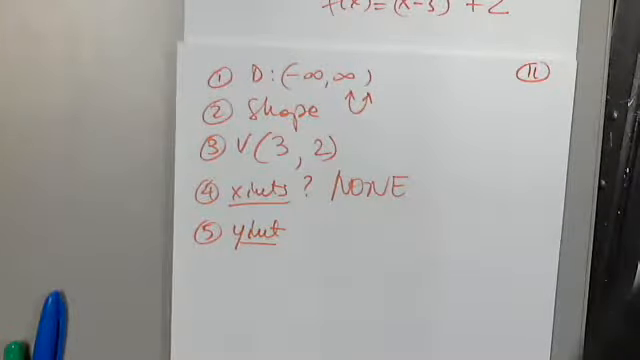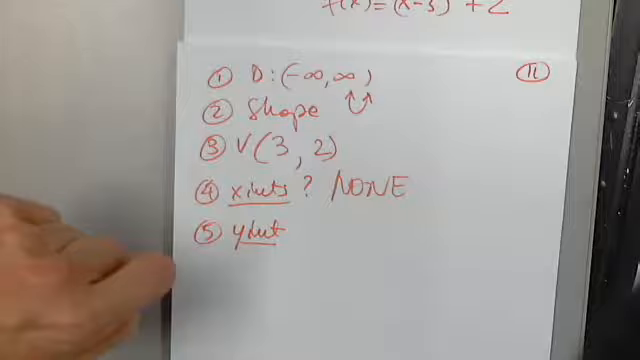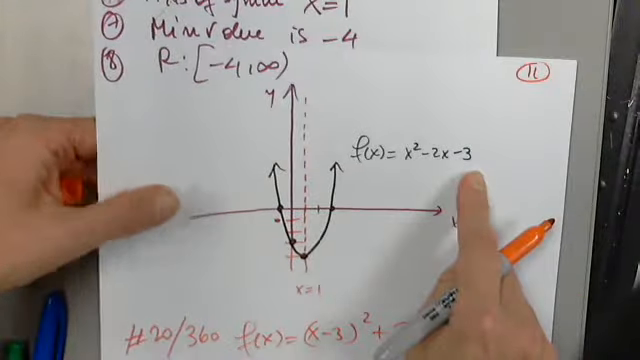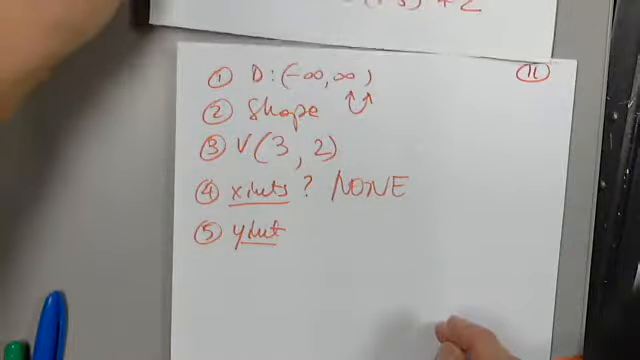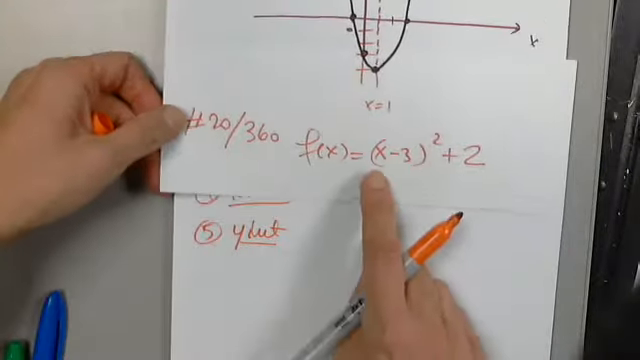So number 5, y-intercept. How do I find the y-intercept? Now the y-intercept, I have to be careful. It was much easier here, 0, 0, negative 3. So I have to be careful now. So let's do this together.